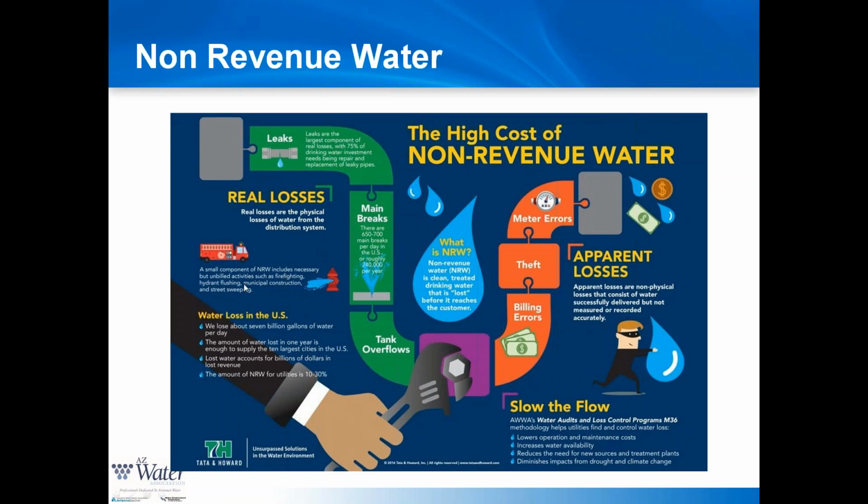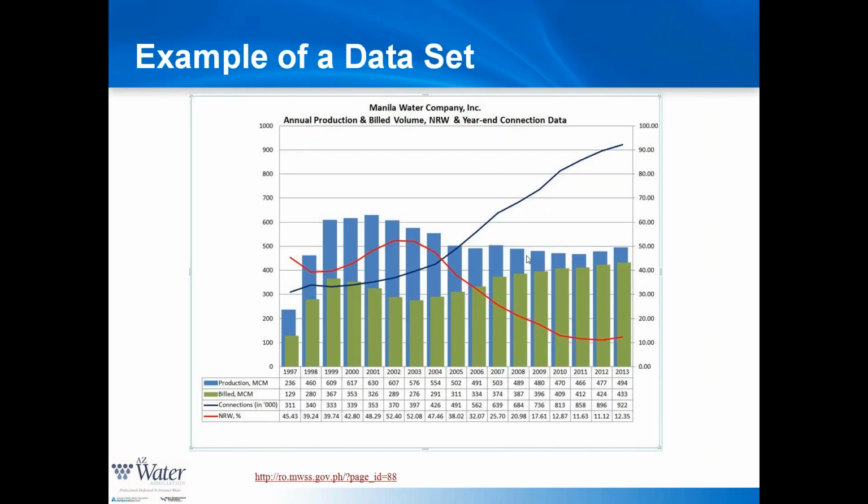You can see small components of non-revenue water is in street sweeping, hydrant flushing, these things that municipal organizations always use, tank overflows, and then you get into billing errors, theft, and meter errors. So those meter errors and the production errors, I like to use this as an example of how putting a water balance program can look.